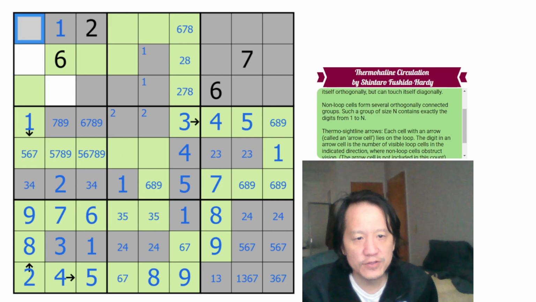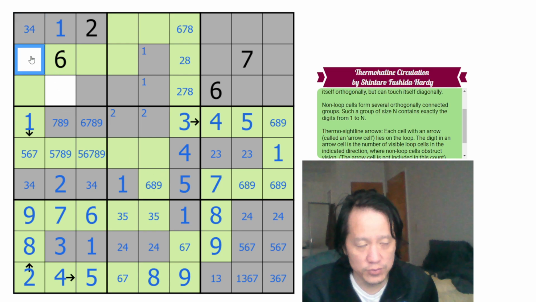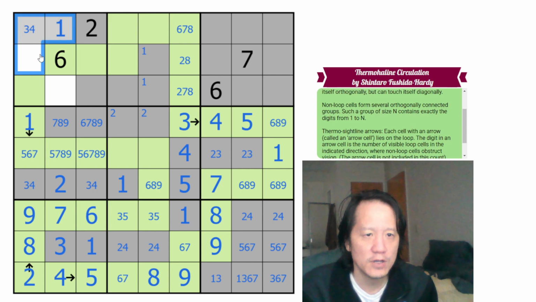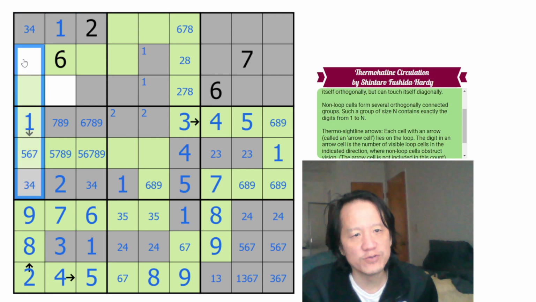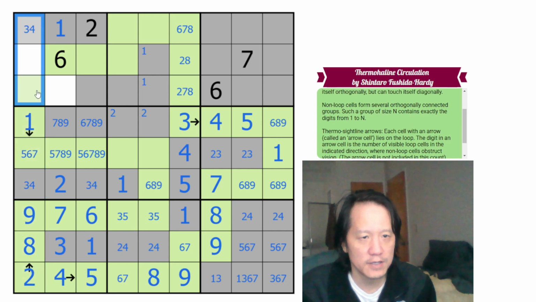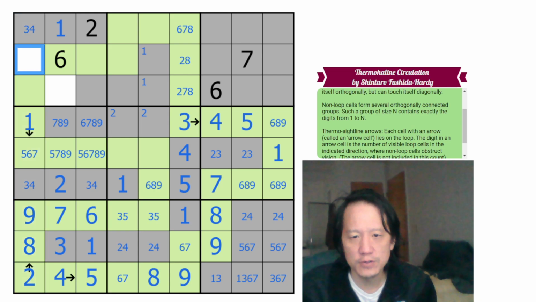This could be 3 or 4. Therefore, if this were a non-loop cell, it would also have to be 3 and 4, because we need the digits 1 through 4 in the 4 size group. But the problem is it can't be 3, 4 because of the 3, 4, 3, 4 pair in column 1. So this cannot be a non-loop. It cannot be a non-loop.